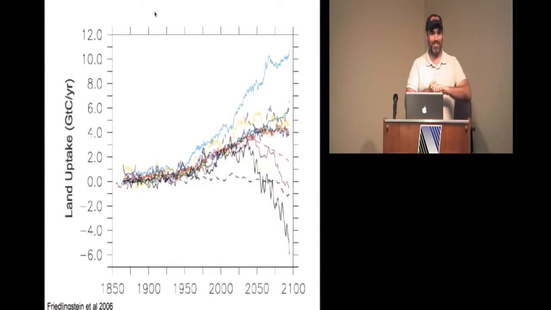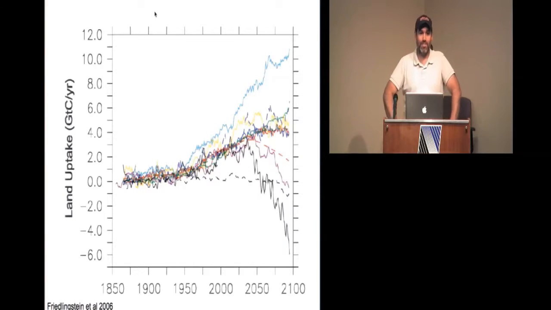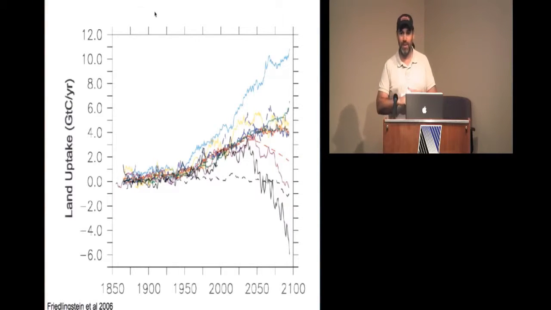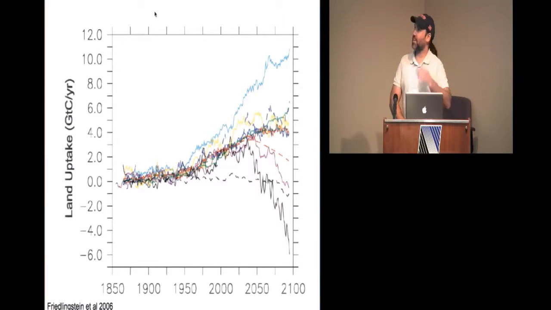That's the polite way of phrasing it. We cannot agree on the sign of the terrestrial ecosystem, let alone its magnitude. We have some ensembles saying that the land surface is going to be a source of carbon. We have some models saying it's going to be a sink of carbon. For reference, anthropogenic emissions right now are somewhere in the 8 to 10 range.